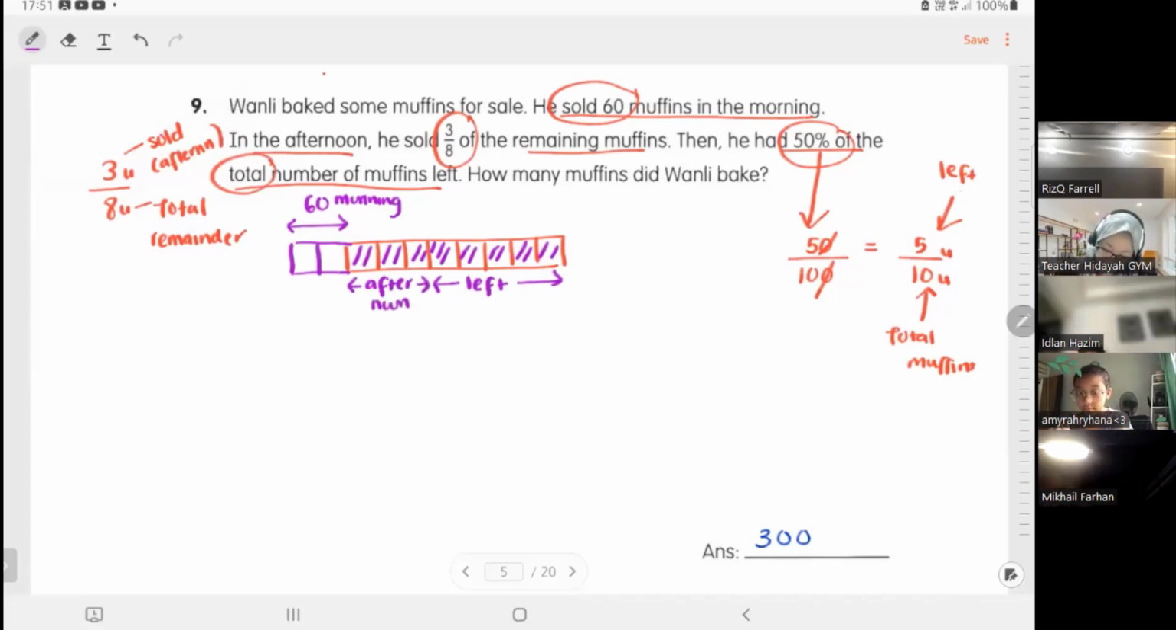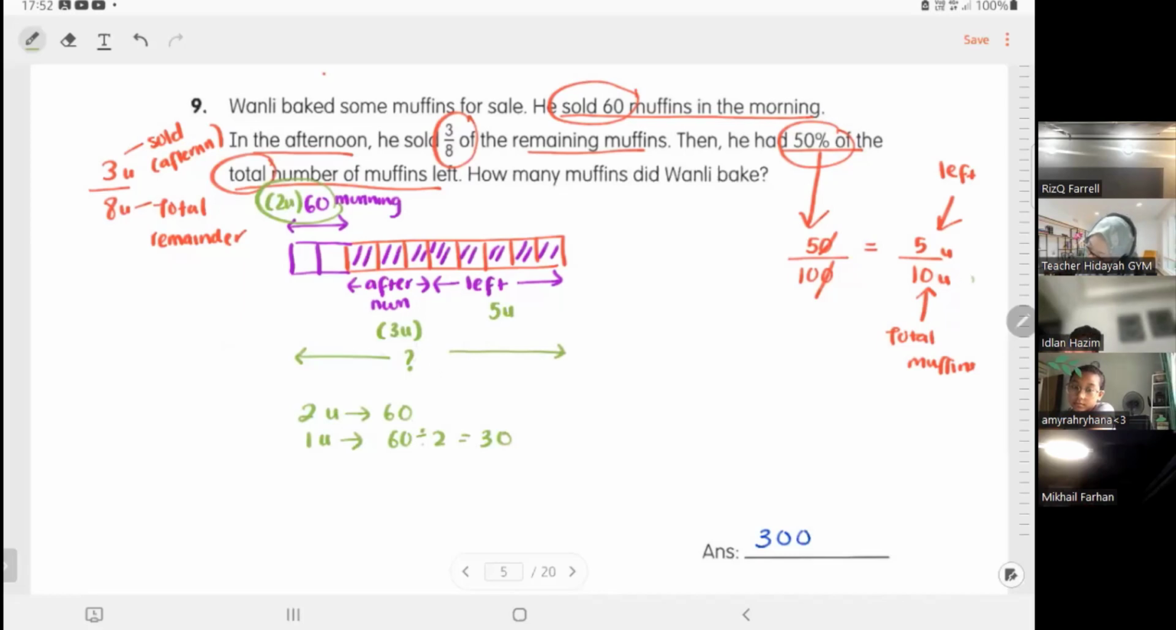Right, so now I have all this information. I'm putting in the units. Left is 5 units, afternoon is 3 units, morning is 2 units. Now I want to know how many muffins did Wan-Lee bake, the whole thing. Now from where can I get the units and the value conversion? This one. So 2 units is 60. 1 unit is 60 divided by 2, 30. I want to find everything, the total, which is 10 units. 30 times 10 equals 300. That's your answer. Correct.